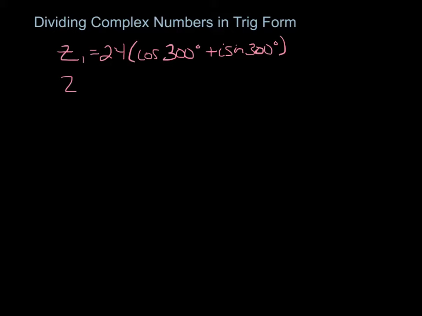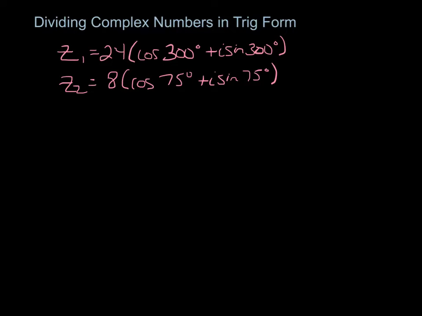Okay, now for division. Let's have two complex numbers. We'll have z1, cosine of 300 plus i sine of 300, and z2. Now we can write this in cis form if we want. I just kind of feel like writing it out the long way for one of the problems.